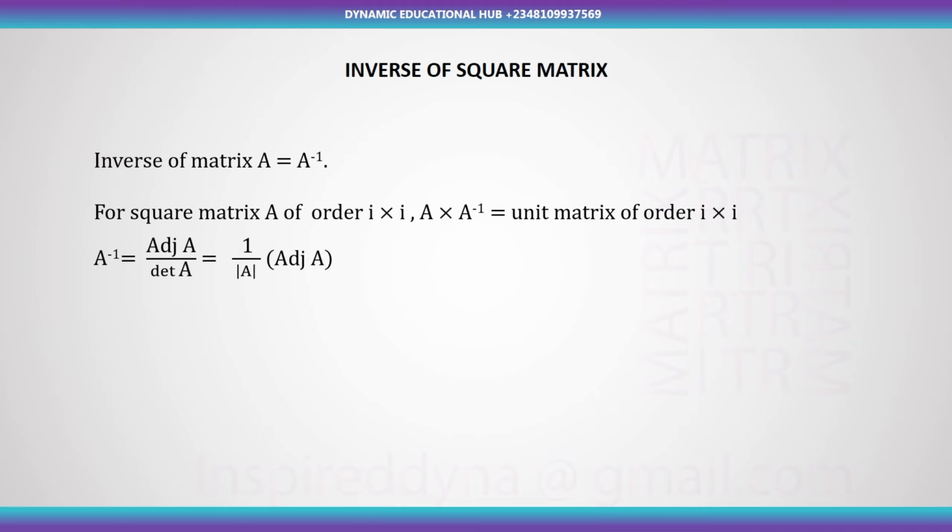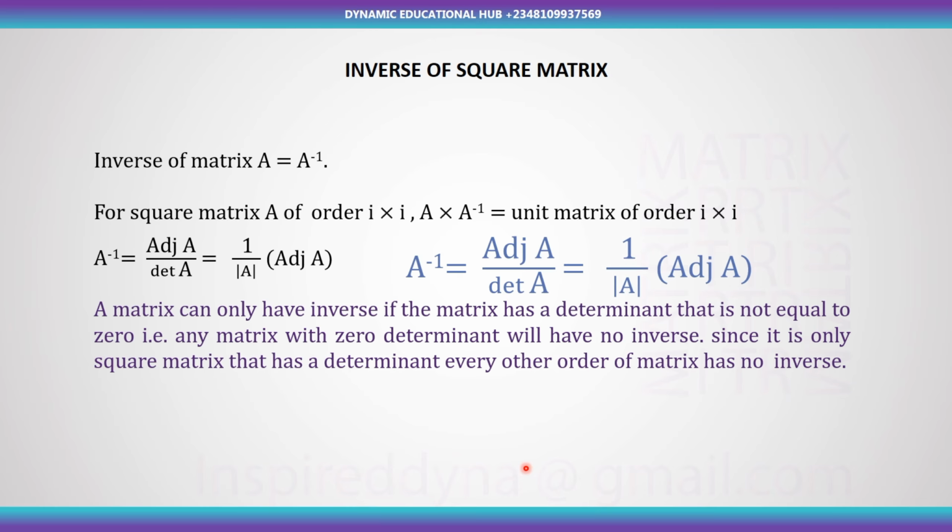So this is the formula to find the inverse of a square matrix. To find the inverse of a square matrix, you use this formula, which is adjoint divided by the determinant of that matrix, and is 1 over determinant multiplied by adjoint of that matrix.